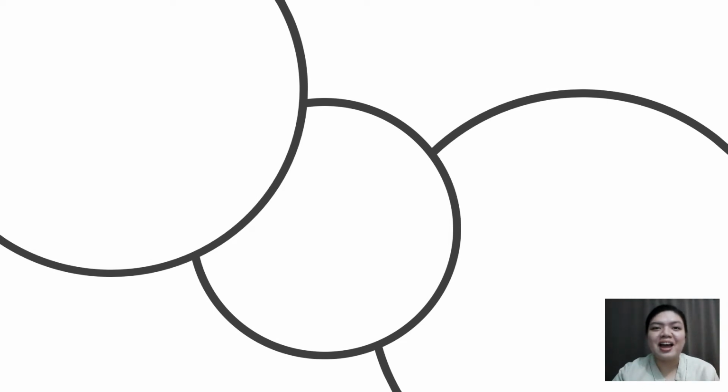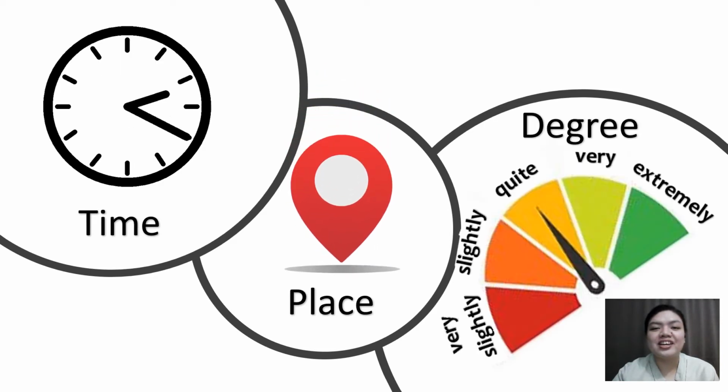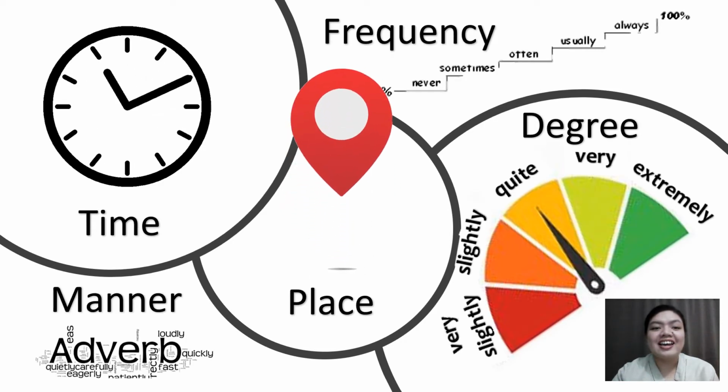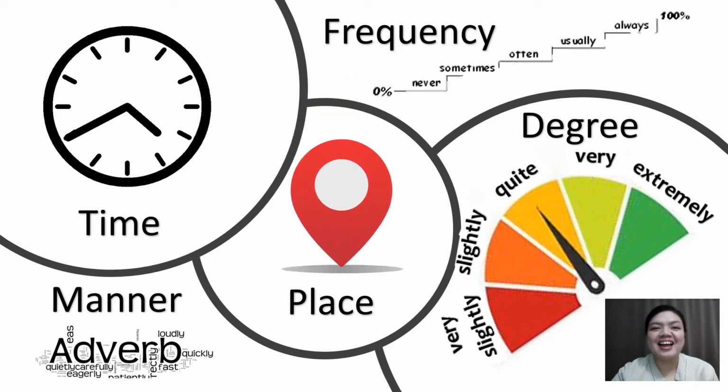Adverbs have different types. We have adverb of time, place, degree, adverb of frequency, and adverb of manner. Let us find out more about these types in the next slides.